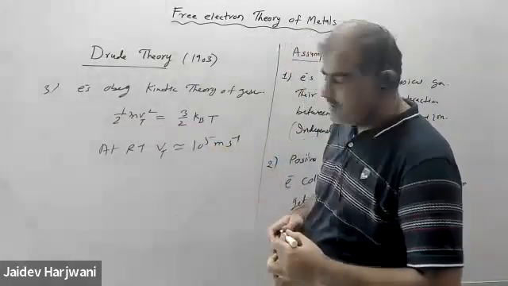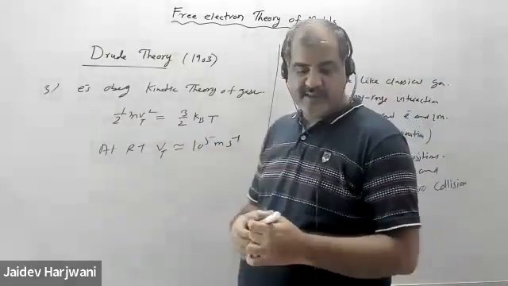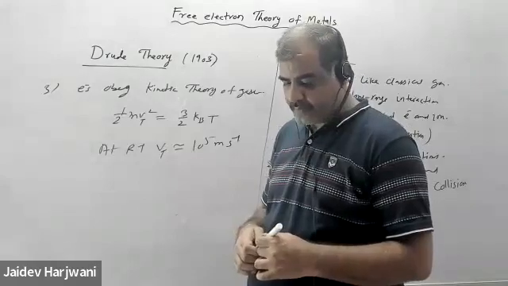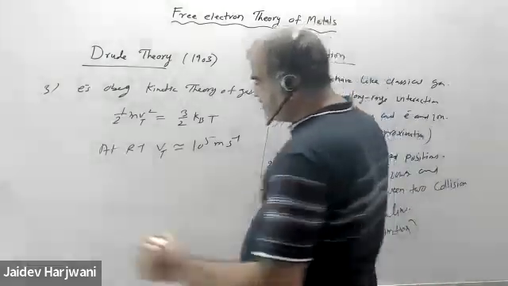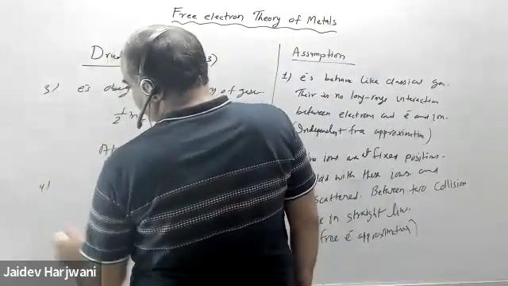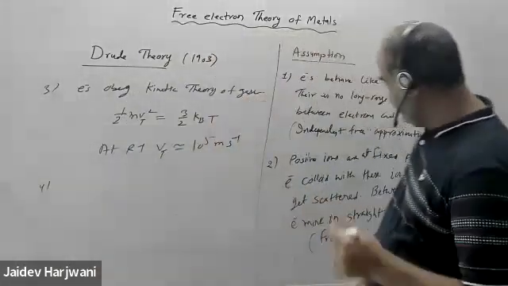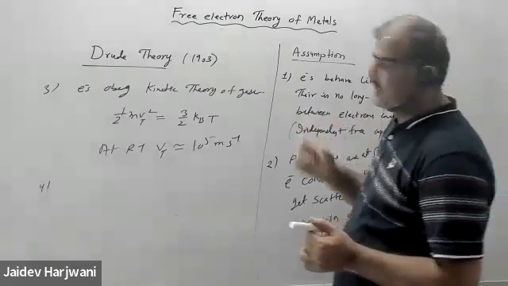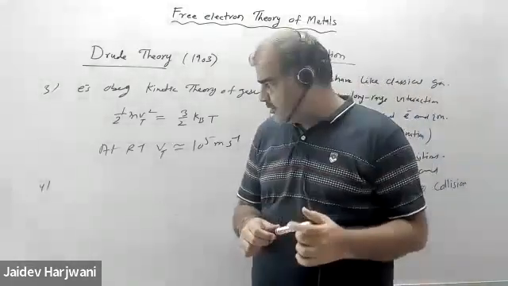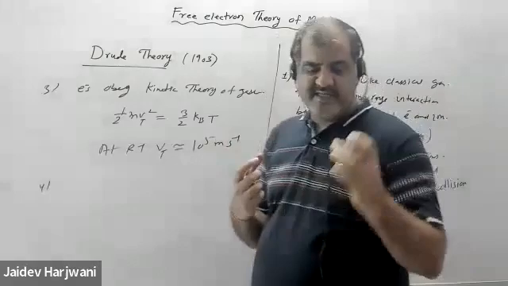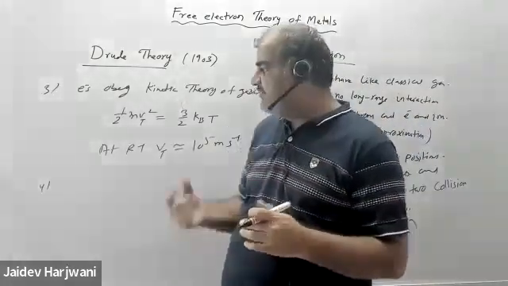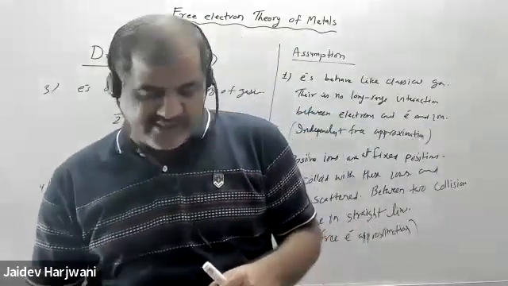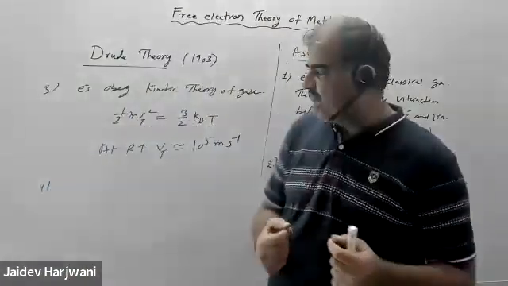So that means because of this thermal energy, electrons in the solids are moving with such high velocities. And what is the probability of scattering? I told you that between two collisions, the electron moves in a straight line. That distance is called the mean free path. The distance between two collisions, where the electron is free, is called the mean free path.